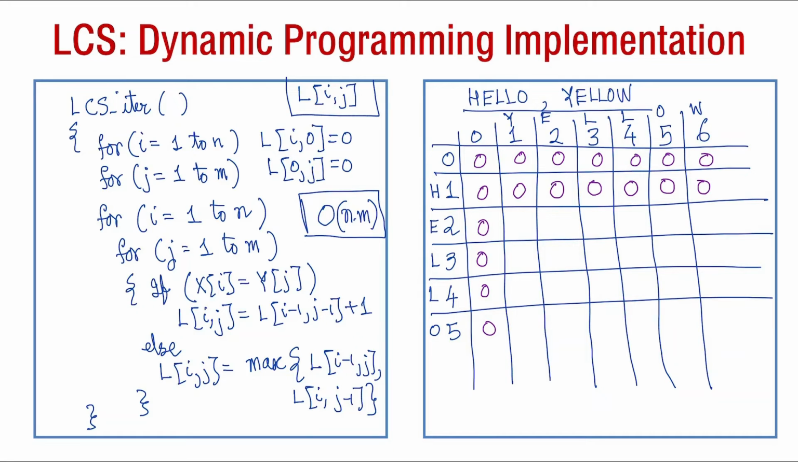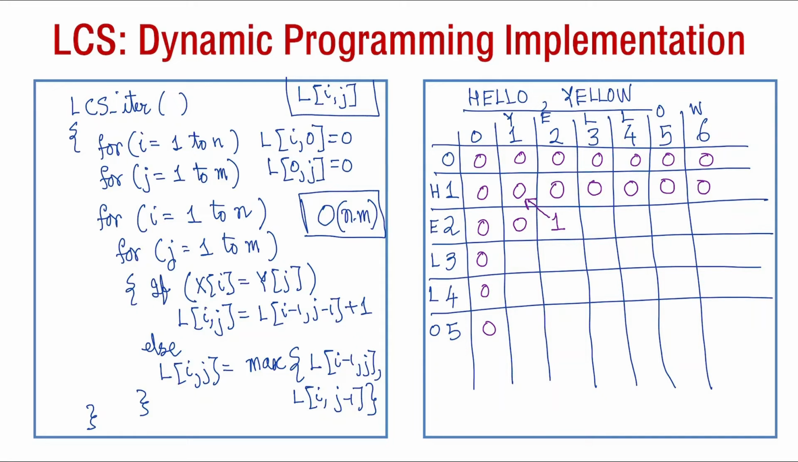Next we come to E. E does not match with Y. So since E does not match with Y, this comes. But now the row 2 and the column 2, E and E match. Since E and E match, we will use the first part of the equation, where we will take from the diagonal, and this will be 1. And once this is 1, we have marked that this is what we have chosen.